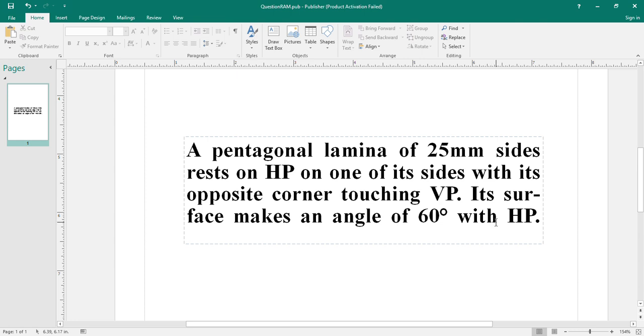So, as per the first condition, it is resting on one of its side, one of its edge, and for the second condition, while resting on one of its side, it is making 60 degree with the HP. And as per the third condition, you have to remember the opposite corner to the resting side. That opposite corner to the resting side is touching VP. So that will be our third condition. So let's start with this question.